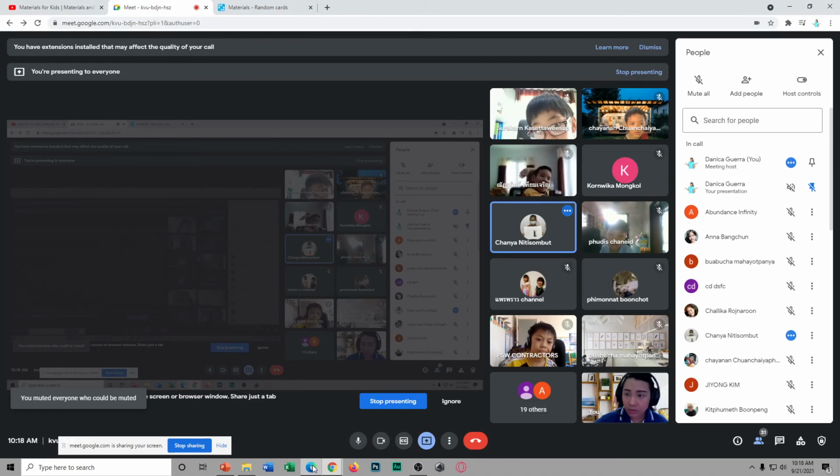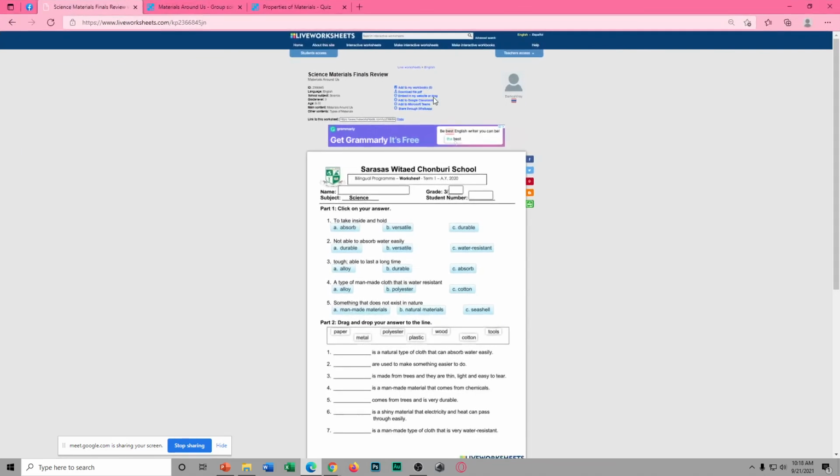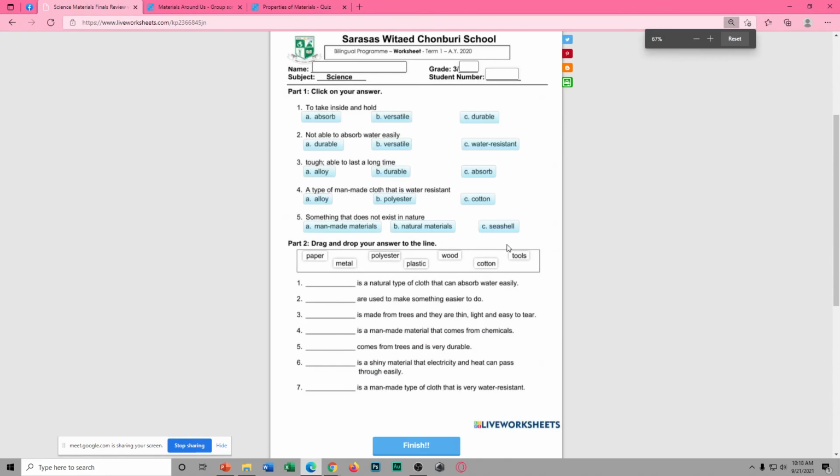Here is our live worksheet. Don't forget to write your name, grade, and number. For number 1, to take inside and hold. It means absorb, versatile, or durable. To take inside, like water. Water will get inside and hold. What word is that? Absorb. It gets water.